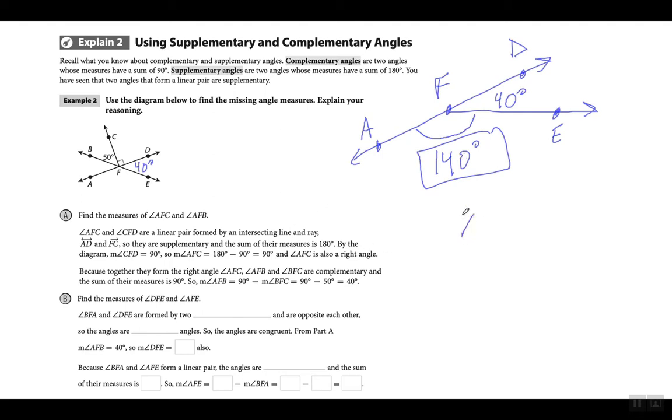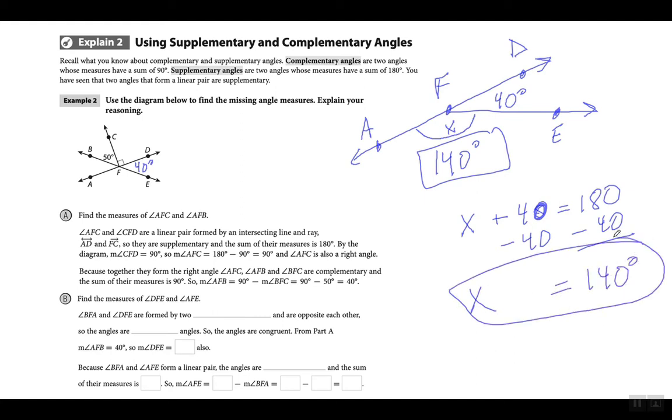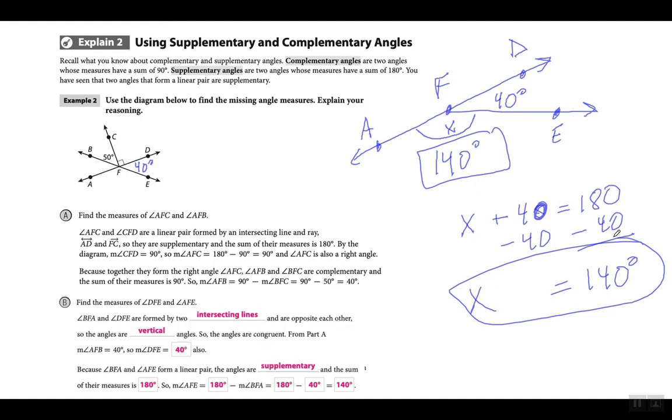Another way to say it, just in case, sorry, that didn't come out good. X is this angle. You don't know what it is. They have to add up to 180. So just do this. X has to equal 140 degrees. Alright, there are your answers. I'm going to move on to the next slide.